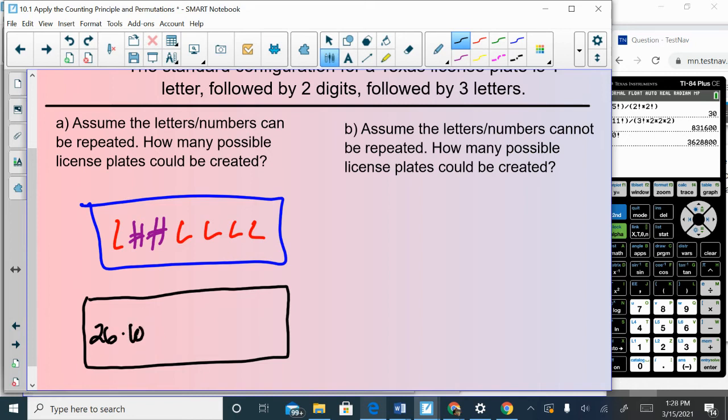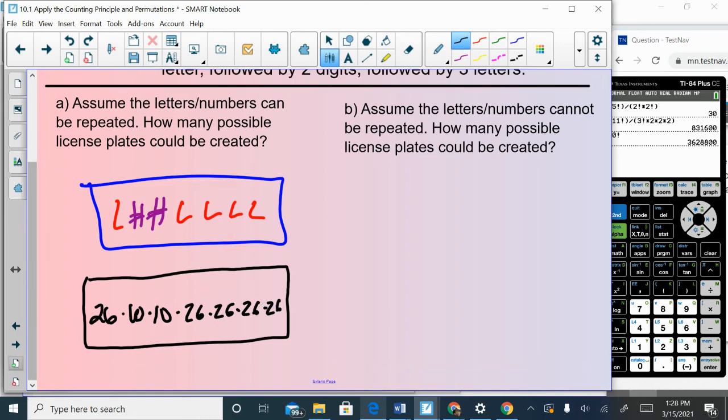And so if the license plate has to go letter and then number, it would look like 26 times 10. Because the problem says that digits and letters can be repeated, the next one will also be 10. And then it's going to go letter, letter, letter. So 26 times 26. Each of these is like its own event. And now we can just do that calculation to figure out how many different ways that we could create this license plate.